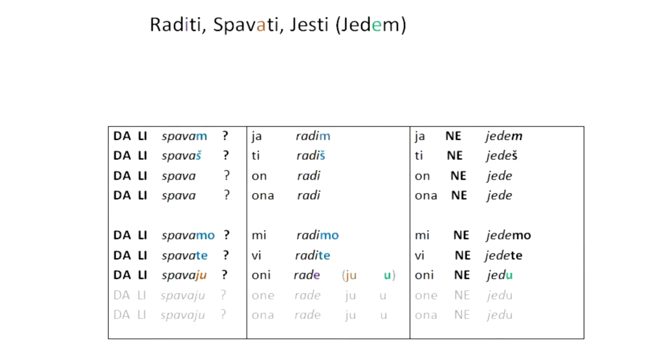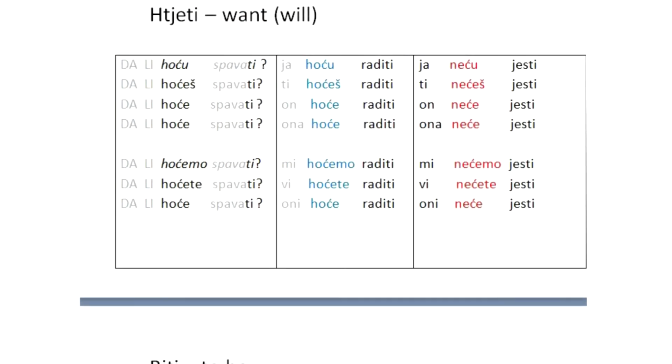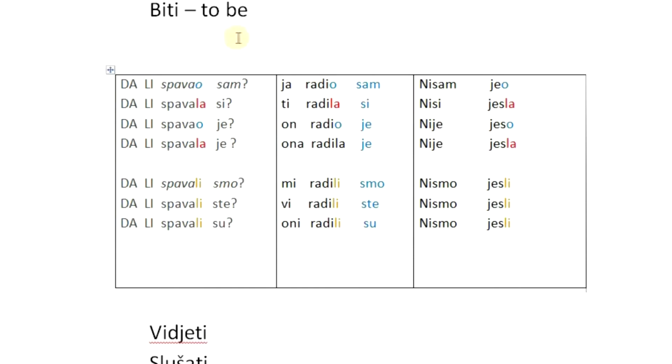In previous lessons we have learned how to say things in present, past and in future. In present it was just remembering these endings that you need to put after the root of the verb. The future, it's all about conjugating the verb hteti, that means want or will. In the past, the verb to be conjugated and endings o, la and li.